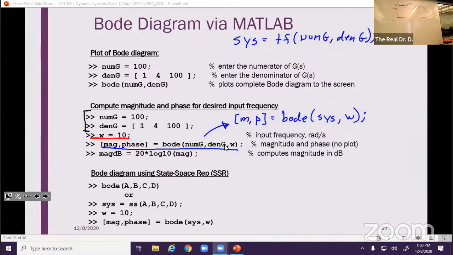And then, can you do this using state space? Sure thing, you sure can. If you know A, B, C, and D, then you just give bode A, B, C, D. Or you can create the LTI system using the ss command. But if you have the transfer function or state space representation, you can do the Bode command. It's robust, smart enough to know what you're trying to do.